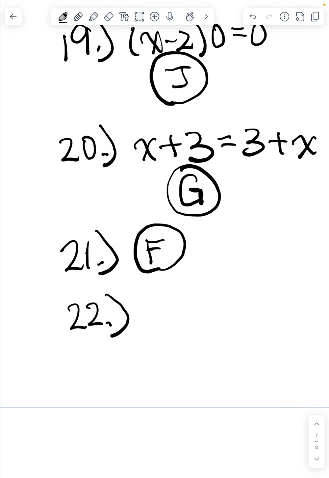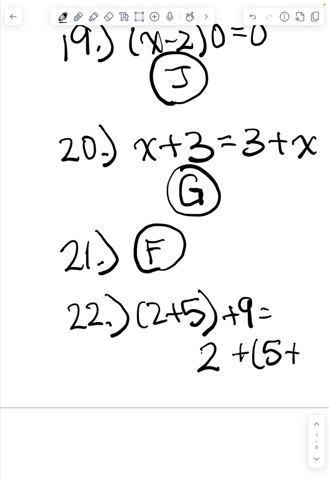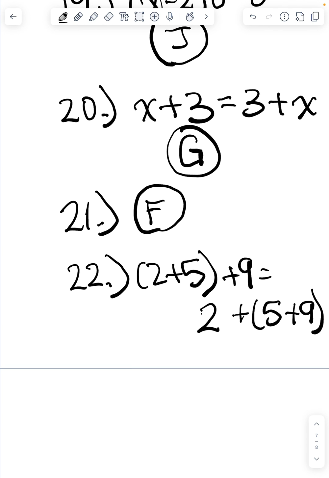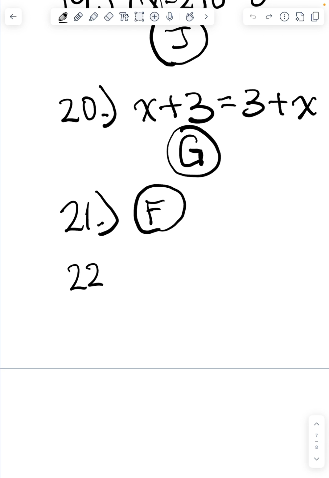Number 22. The quantity 2 plus 5 plus 9 equals 2 plus the quantity 5 plus 9. That's kind of tricky to see how I was writing here. I might just try to back up and save myself some more space. Let's get it all on one line. So number 22, let me rewrite.